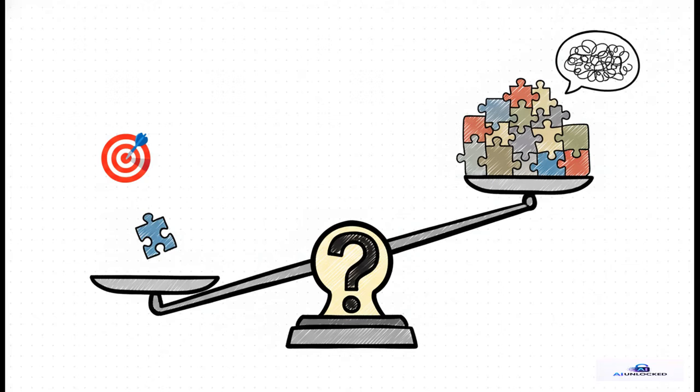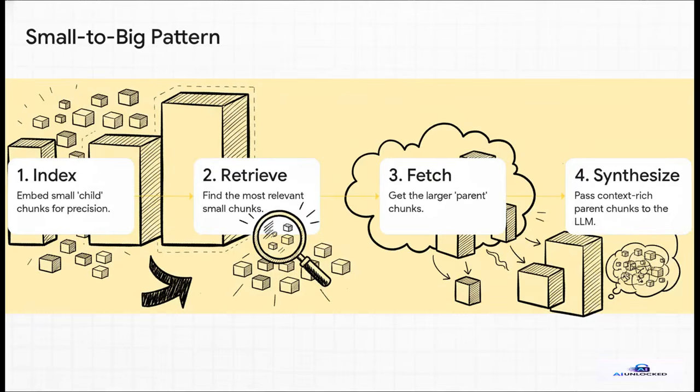So how do you get the best of both worlds? The solution is this awesome pattern called small to big, sometimes called parent document retrieval. It's brilliant. You embed small, focused child chunks to get that high precision retrieval. When a user asks a question, you find those tiny, perfect chunks. But, and this is the magic trick, before you send anything to the LLM, you go and grab their larger parent chunks. You get the precise search and the rich context. It's a total game changer.